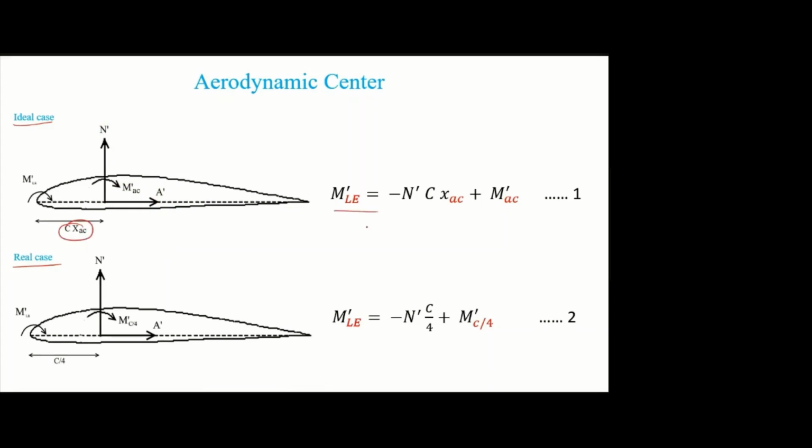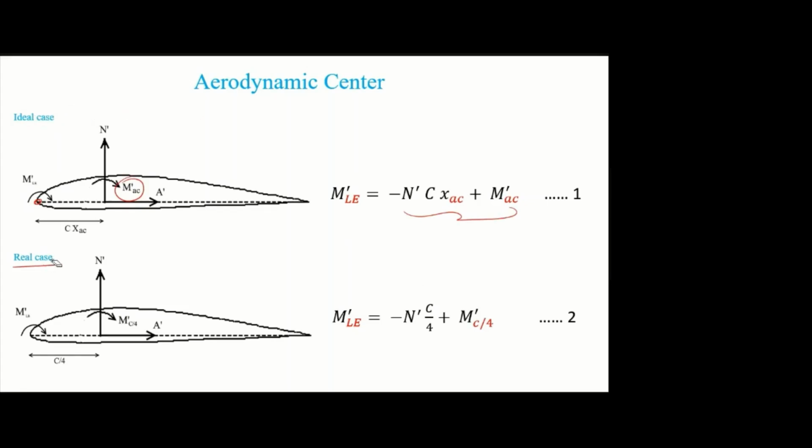The only equation which relates these known forces and this unknown distance is the moment equation. So I'm writing the moment equation about the leading edge point. That is minus N dash into c XAC plus this additional moment. This is the first equation for the ideal case.